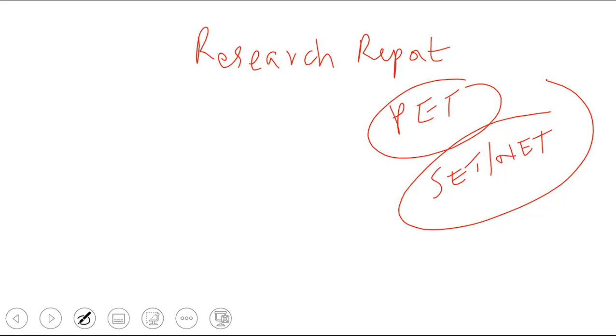What do you mean by research? Tell me. What is the meaning of research? Finding out something new. That is research. I am not doing something that others have done. I am doing something new, which may be similar to others, but my methodology is different. So research has its own structure.